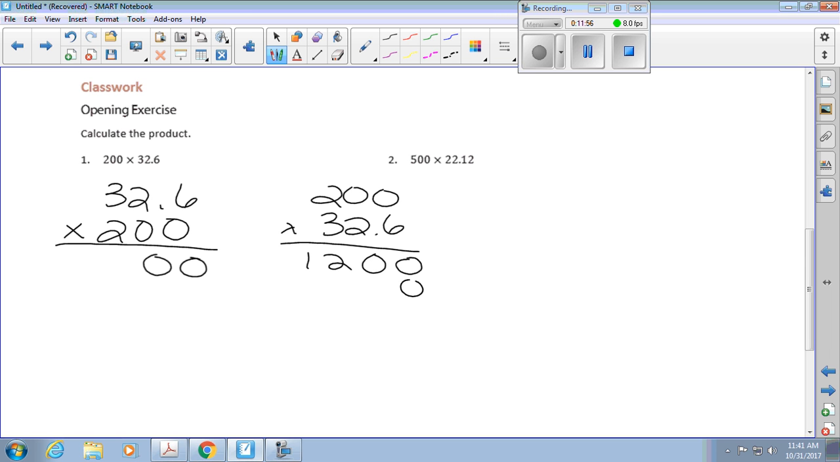Okay, placeholder 2 times 0, right? It's a lot of extra work. Ain't nobody got time for that.